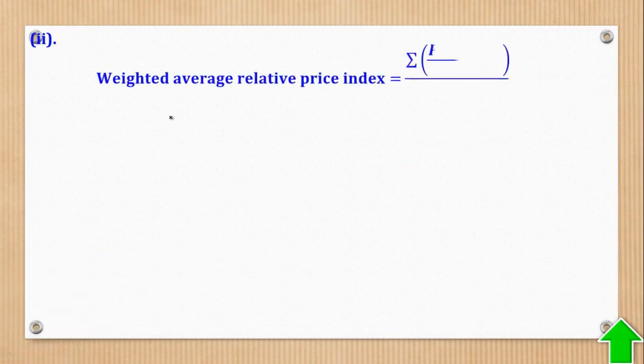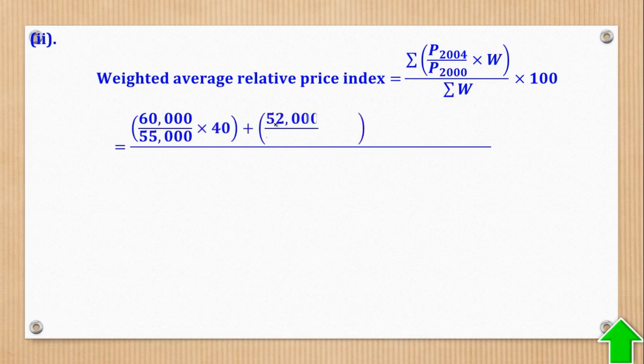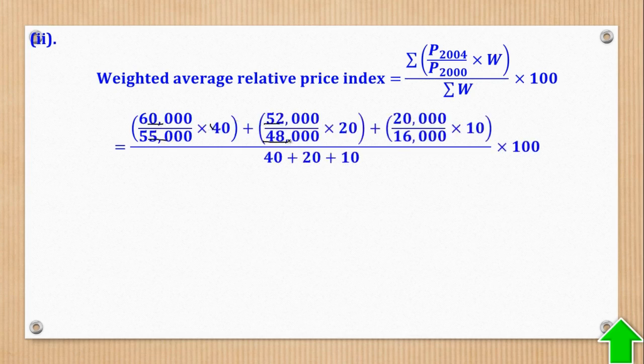Now, what about weighted average price index? So still we have to quote the formula for weighted average price index. And this is the formula: price in the current year over price in the base year multiplied by the weight, over the summation of all the weights. So this was the current price, base price, weight. Current price, base price, weight. Current price, base price, weight. Then this is the total of all the weights.